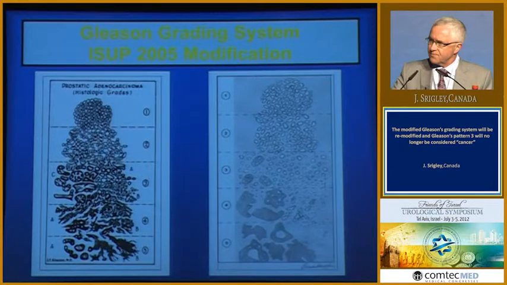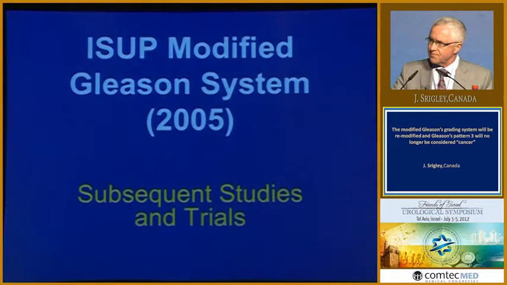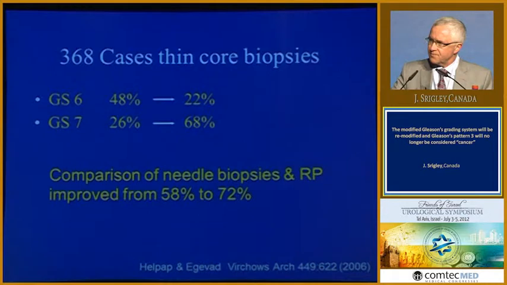So this has led to significant upgrading effects. There have been a ton of trials and other studies done by the pathology community and the urology community since 2005. Here are just a few of them, to show what's happened as a result of that 2005 consensus conference. This is some work done by Lars Egevad and Helpap in Sweden and Germany, showing this upgrading effect.